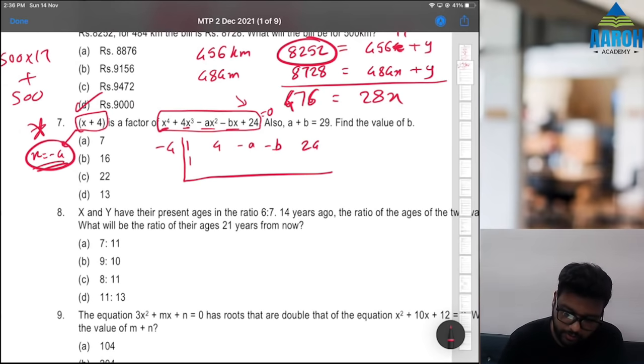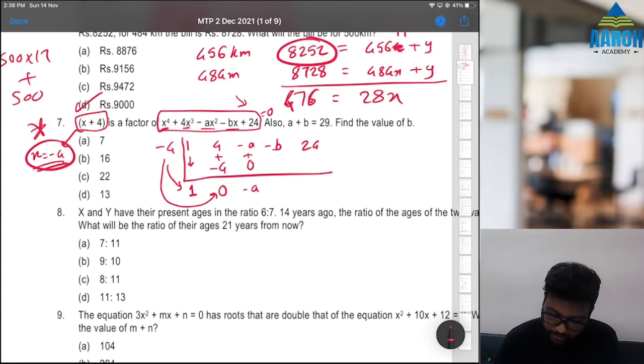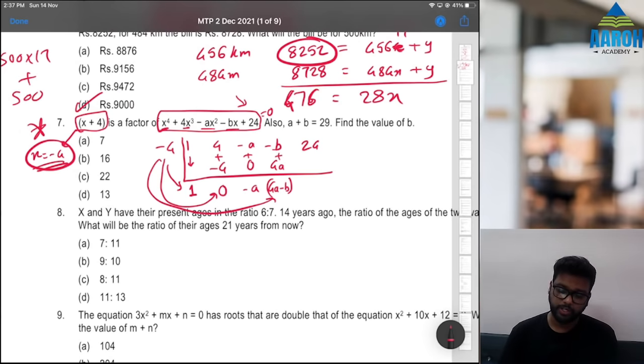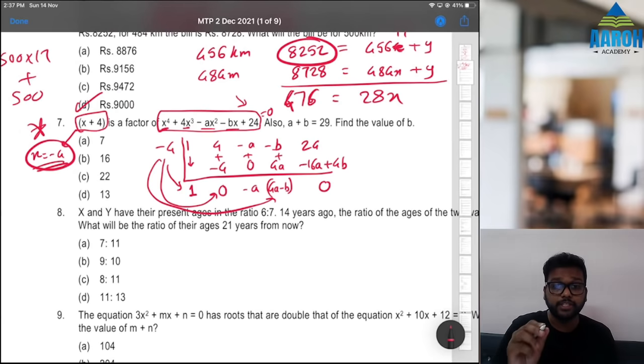Now what we do is, this 1 we write as it is. Then minus 4 into 1 is minus 4. Then we add these to get 0. Then again minus 4 into 0 is 0. Again we add these two. Minus A plus 0 is minus A. Again minus 4 into minus A is 4A. Again we add these two, that is 4A minus B. Again we multiply this by minus 4, so that will be minus 16A plus 4B. And this should be 0 because it is a factor.